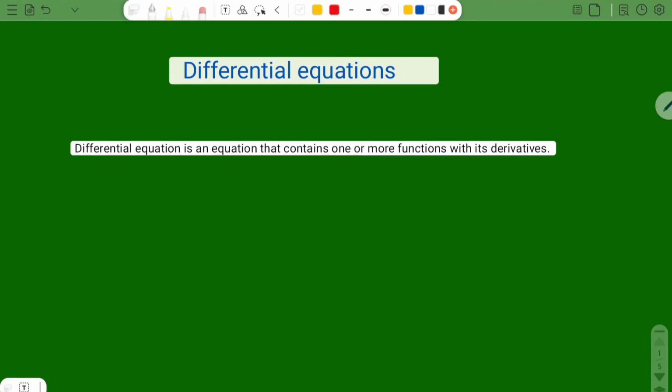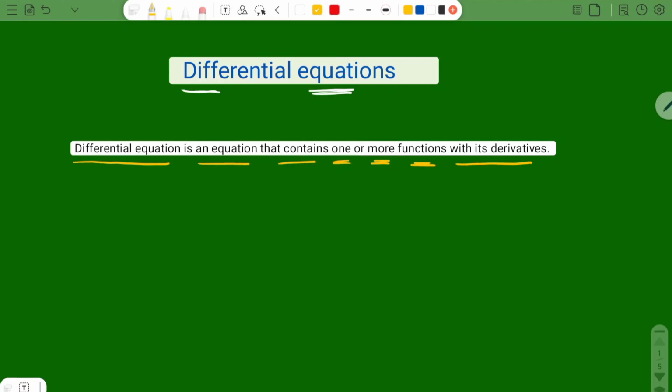Today we are going to discuss differential equations. So we will learn differential equations very clearly with the basic definitions. What is meant by a differential equation? The definition is attached here, please observe carefully. A differential equation is an equation that contains one or more functions with their derivatives.